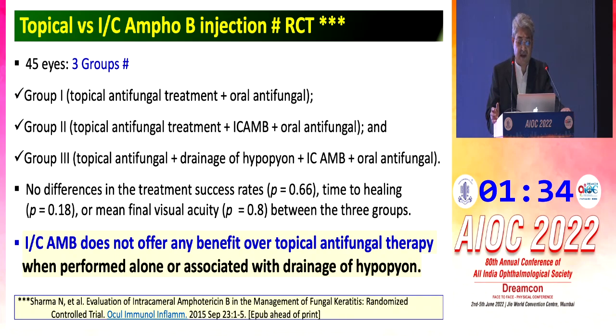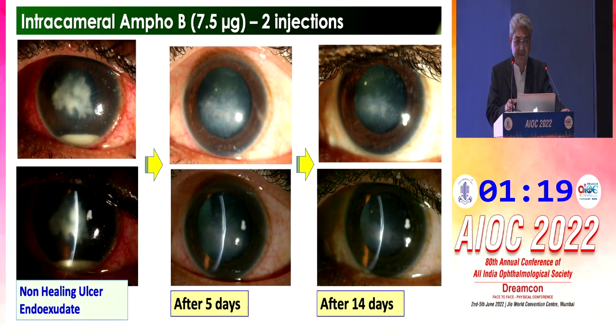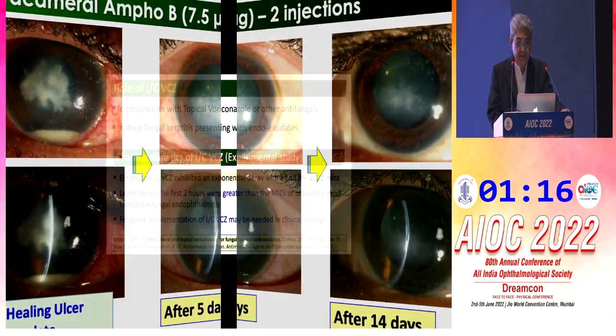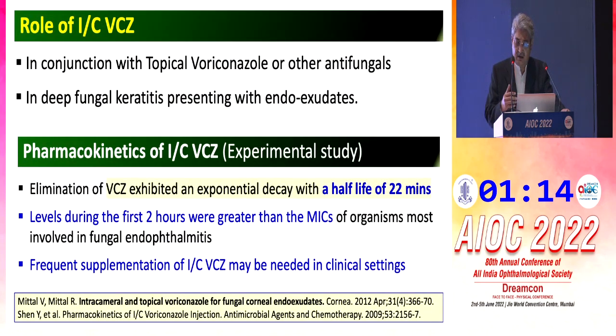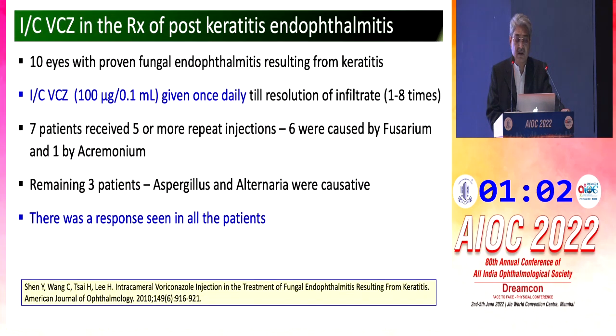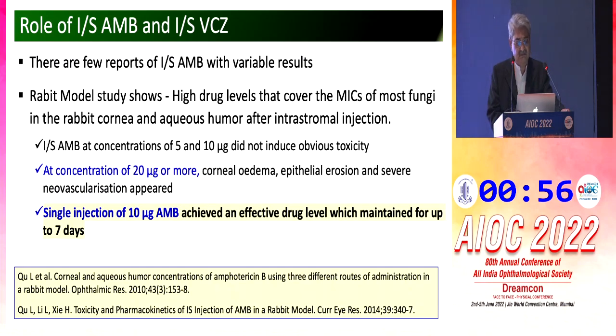But a randomized controlled trial by Namrata and her group showed that intracameral amphotericin doesn't offer any benefit over topical antifungal therapy when performed alone or associated with drainage of hypopyon. But we have tried, and sometimes it worked. Then again, intracameral voriconazole, people are trying, but you must remember the half-life of intracameral voriconazole is only 22 minutes inside the eye, so you probably need to repeat it every day. So there are again anecdotal reports. Some people are saying these are effective.